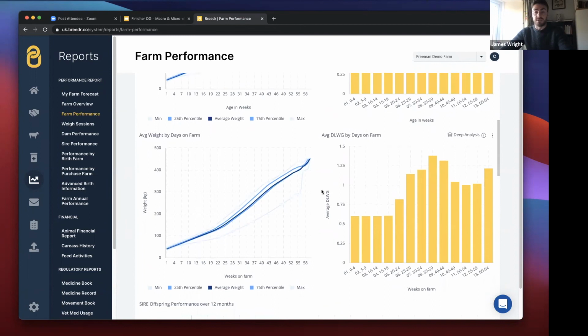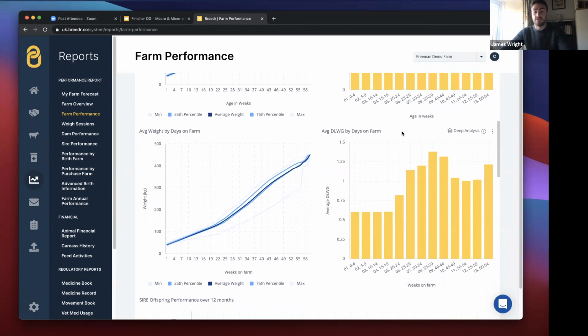But then if I scroll down here, this is days on farm. This is exactly the same principle, but based on the day that the animal came onto farm. So if you are a designated finisher unit, then this is the graph that you can use.